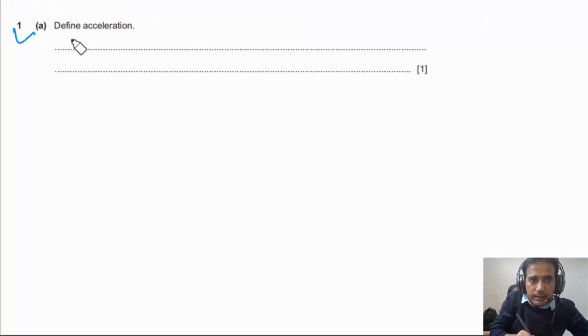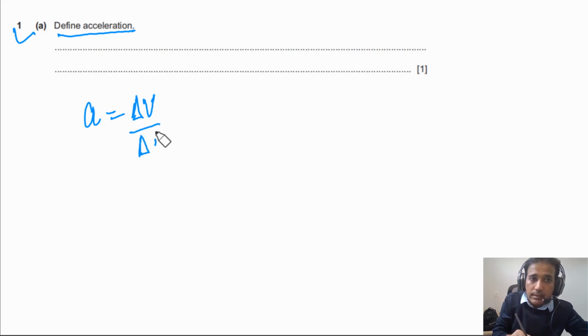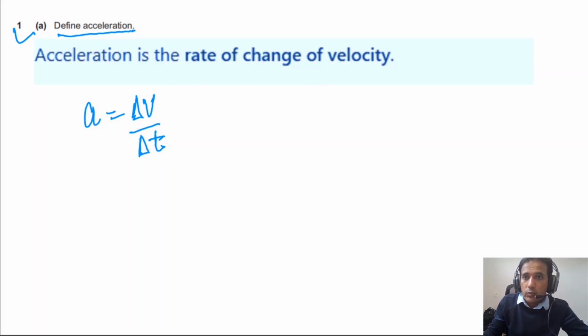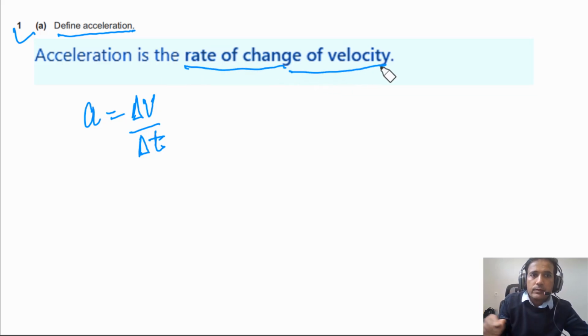Question 1 part A says define acceleration. So acceleration simply is equal to the change in velocity over time. So we can say delta V over delta T. So we can define acceleration as the rate of change of velocity. So simply we can write down: acceleration is the rate of change of velocity.